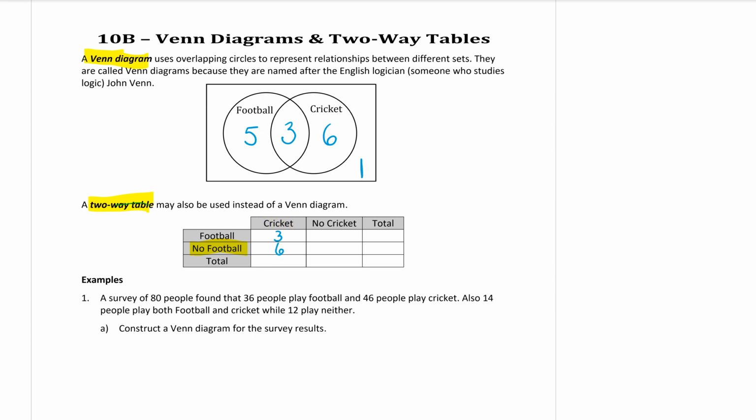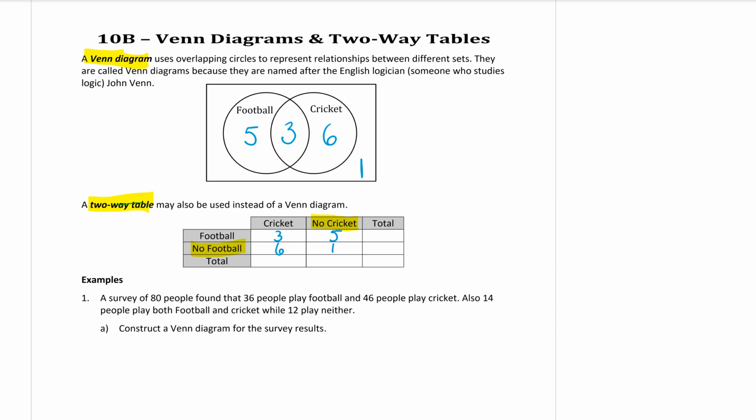Then going over to the next column, we want the people who do not like cricket but they do like football. So like football but not cricket is the 5. And finally, we want people who do not like cricket and do not like football. That was the one person outside the diagram.